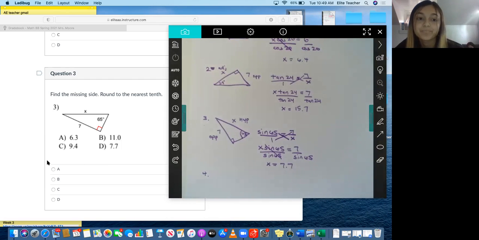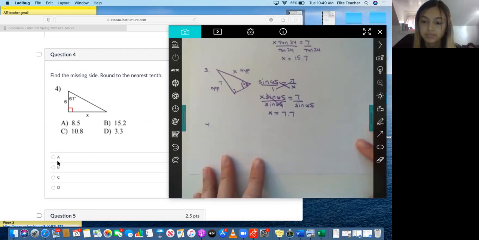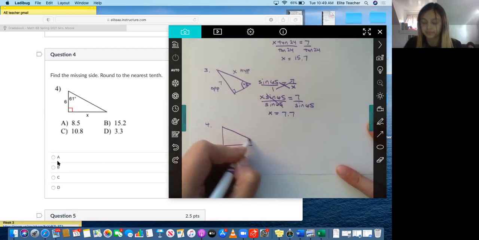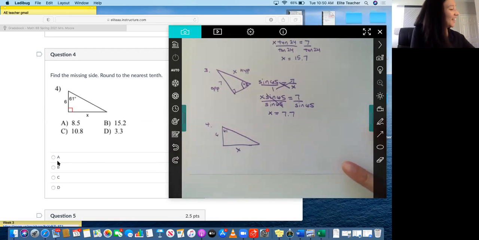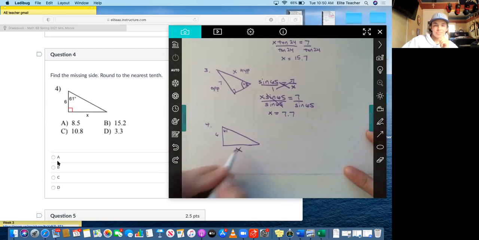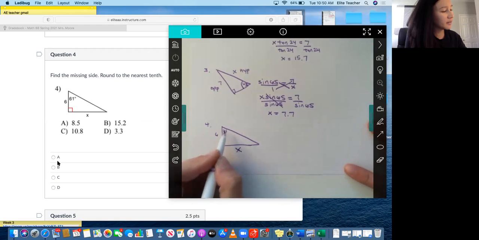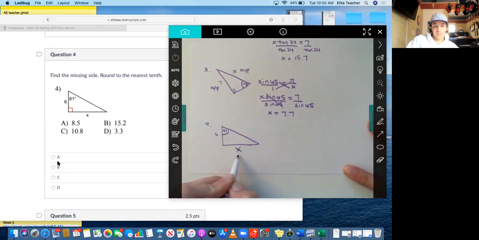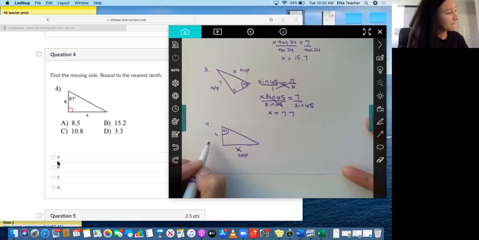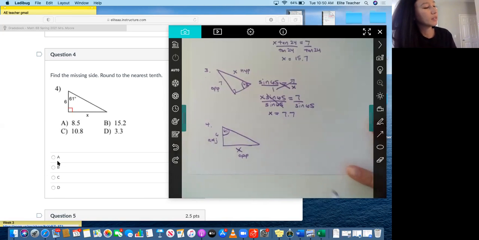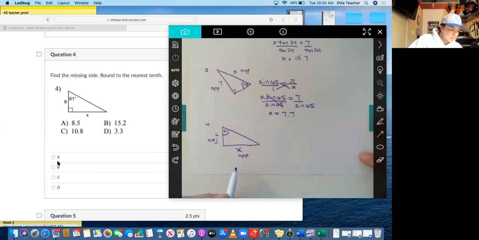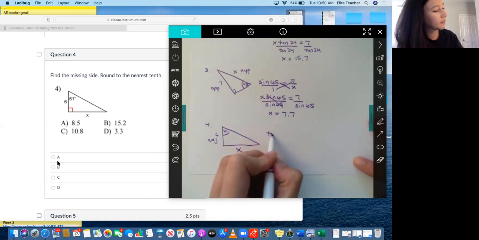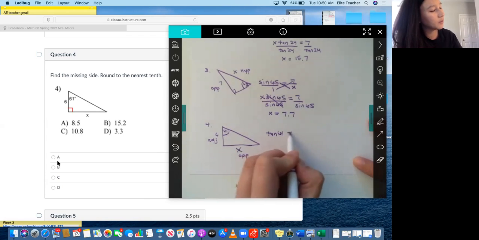Rick, can you do 4 for me? Okay. Let me go to number 4. Okay, so I would first label the sides and all that. Okay, so what was x? So x would be the opposite, and 6 would be the adjacent. Yep. So is it sine, cosine, or tangent? It would be tangent. Yep. So the tangent of our angle, which is 61, equals what?